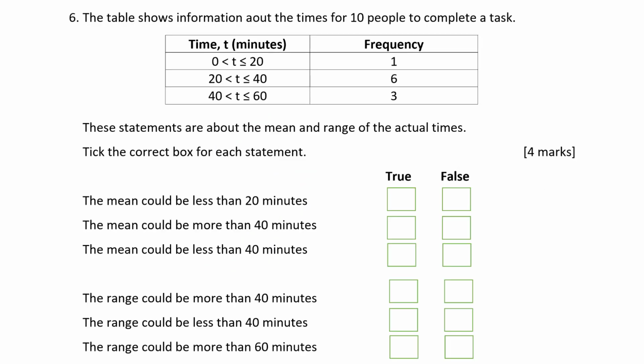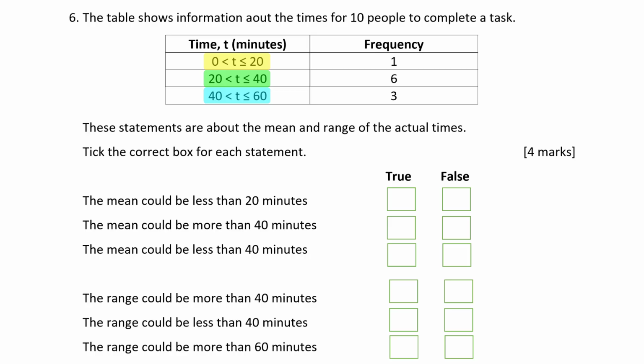In question 6, we've been given a group frequency table showing the times it takes 10 people to complete a task. And we can see that it took one person between 0 and 20 minutes to complete a task. It took 6 people between 20 and 40 minutes. And it took 3 people between 40 and 60 minutes to complete the task. Now there's a series of questions underneath that we need to decide whether or not are true or false, depending on the information we've been given.